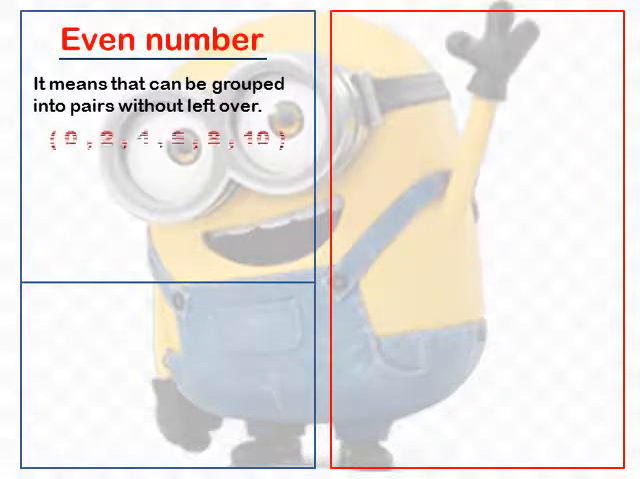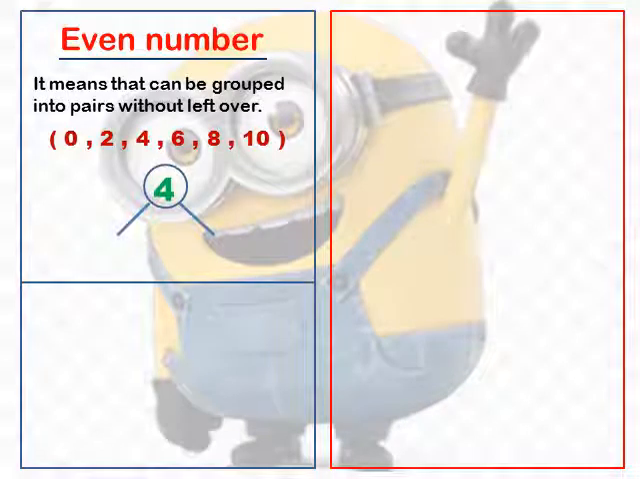Let's see like what? Yes, like 0, 2, 4, 6, 8 and 10. These are even numbers. Let's choose one number of them and see. If I choose number 4, can it be paired into equal pairs? Yes. I can put it as 2 and 2. Do I have any left over? 2 plus 2 equals 4. Now I don't have any left over. That means it's an even number.